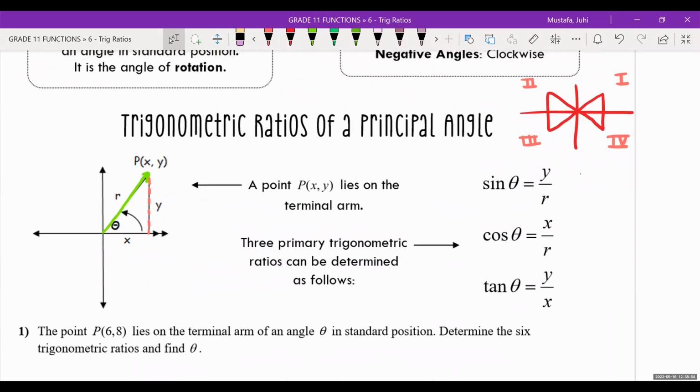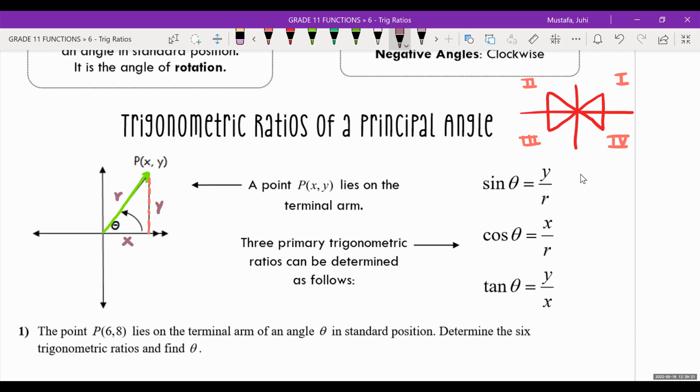Now, what's the point of drawing this triangle? Well, once you've drawn it, you're going to label your side lengths. This is going to be your X side length because obviously it's on the X axis. Any vertical line is your Y side length because it's going up and down. And then we're going to call this R because it's going to be the radius of your terminal arm. It's called the radius because you're pretending it's in a circle, but it's just R.